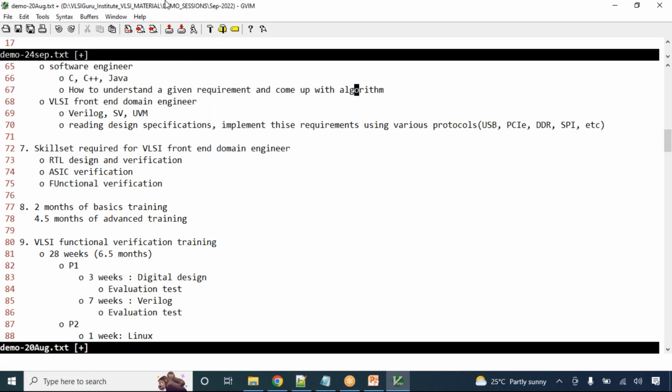What is the time now? 10:30. Okay, we'll do for another 15 minutes and go for a break.